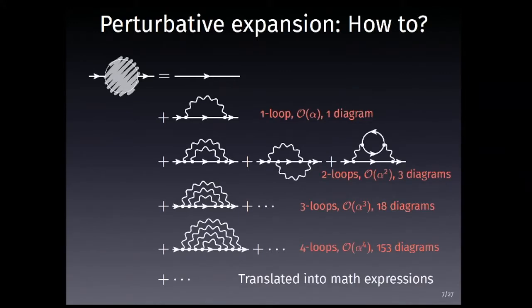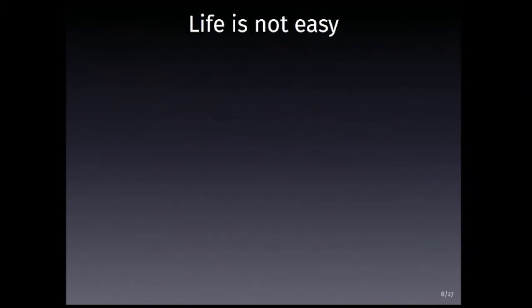Here, the number of loops in these diagrams gives the order of alpha. So one loop gives alpha, two loops give alpha squared, and so on. Each diagram can be translated to some mathematical expression by using some rules. So we can compute such an expansion, but in practice, it's not so easy.